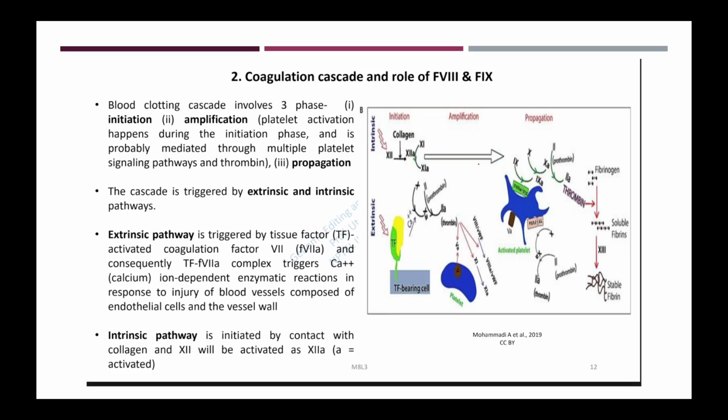Here are certain factors. The intrinsic factor, along with collagen, activates factor 12, which will activate factor 11, which will ultimately activate factor 9. Factor 9 activates factor 10, and along with factor 8, that will make the active thrombin from prothrombin, and fibrinogen will make the soluble fibrin, and stable fibrin that will make the blood clot.